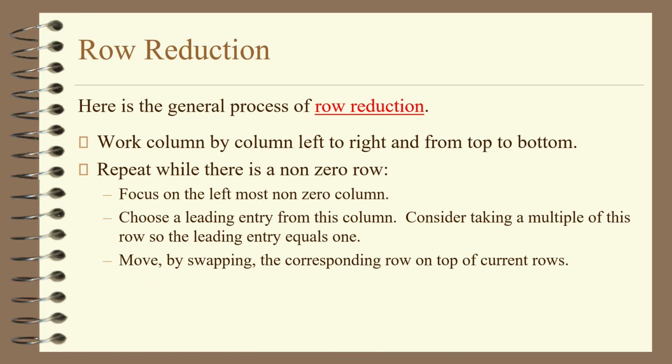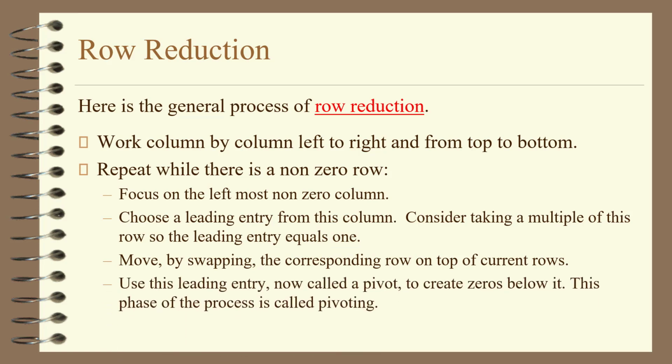Now, move the row that has your chosen leading entry to the top of the current rows that we're working with by just swapping rows. Then, using this leading entry, which we'll now call the pivot, create zeros below it by using row operations. This phase of the process is called pivoting. From here on out, just ignore this row in all further iterations of this process. Pretend like it's not there, and neither is any entry in that row.